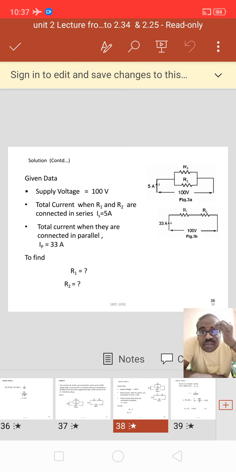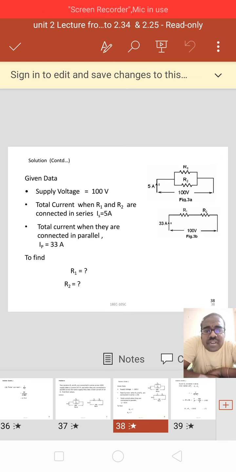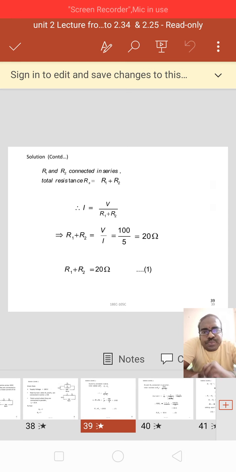Now the supply voltage is equal to 100 volts, and the total current when R1 and R2 are connected in series is I series equal to 5 amperes. The total current when they are connected in parallel is I parallel equal to 33 amperes. We want to find the values of R1 and R2. We know that R series equal to R1 plus R2. Now I equal to V by R1 plus R2, so R1 plus R2 equal to V by I. We know the V value and the I value.